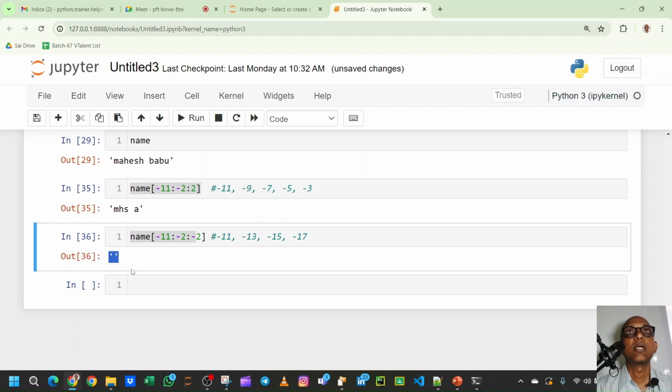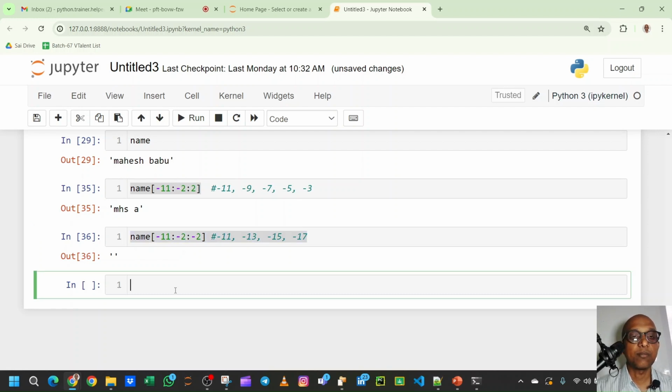Clear? Any questions? The same rules apply. I don't need to mention the starting index. I don't need to mention the ending index. I don't need to mention the incremental value as a mandate. These are always optional. Clear? So let us say I'm just going to mention something like this.